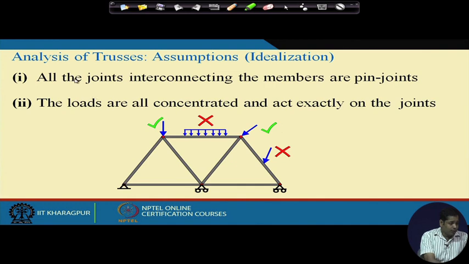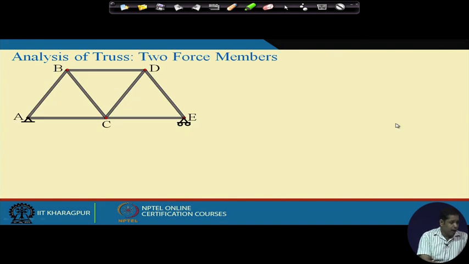So the first idealization is that all the members are connected through pins, and the second assumption is that the forces acting on the truss are always on the joints. Okay, now let us introduce the concept of a two force member. The name itself suggests a member which has two forces. Now what does it mean?